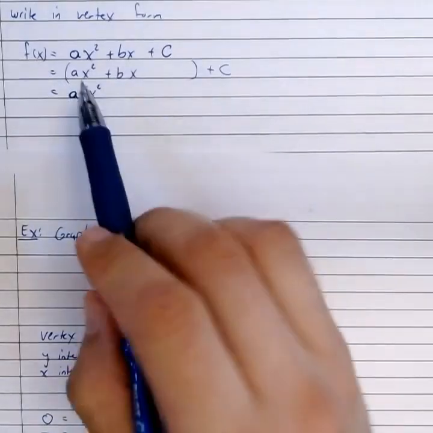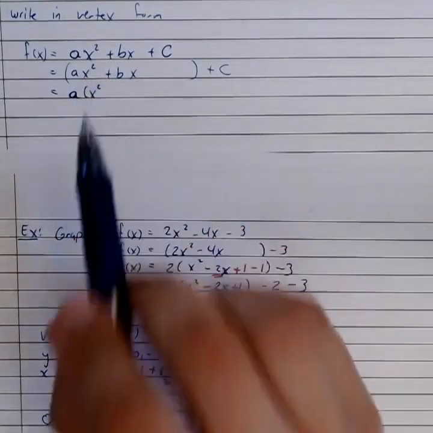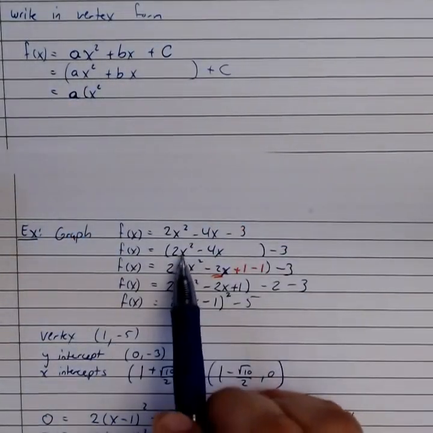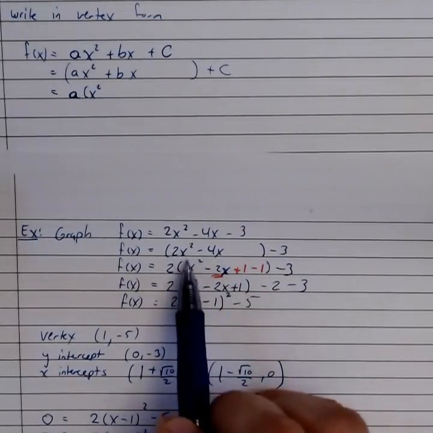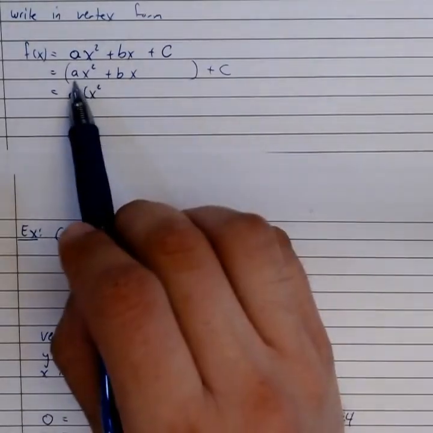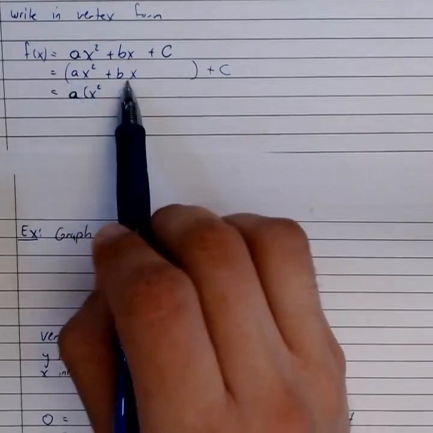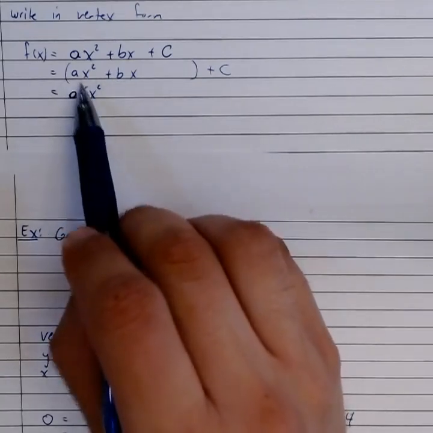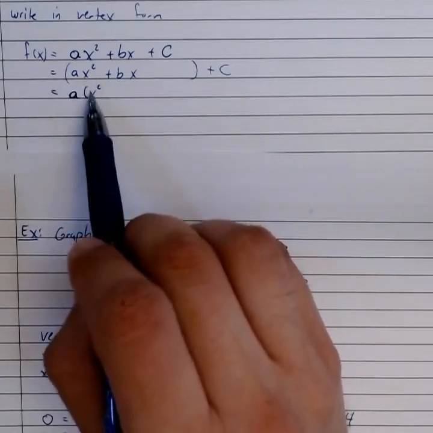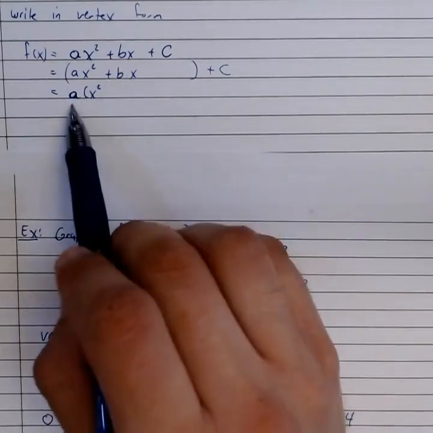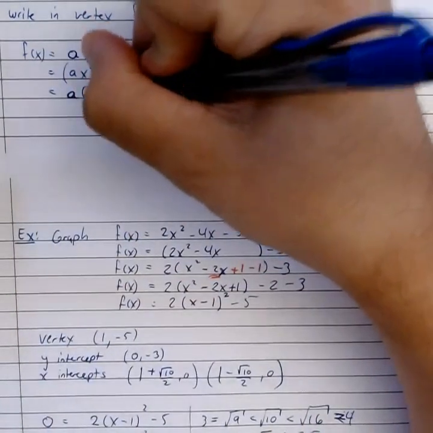When you do that, you're going to divide each of these things on the inside by a. And here, when we took out the 2, we divided these numbers by 2. When we factor out a, we're going to divide each of these numbers by a. Okay, well, a divided by a is 1, so I'm not even going to bother writing that. B divided by a is, well, it's b over a.